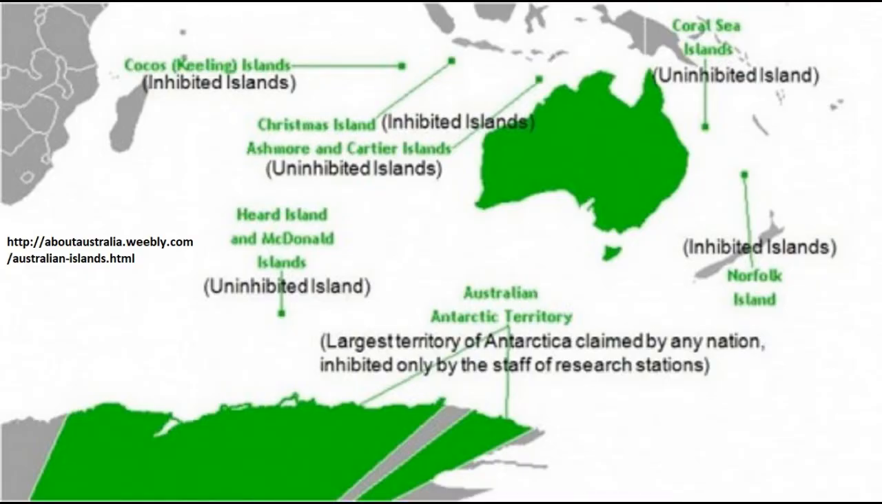Finally, there are several external territories, which are a series of areas that Australia controls outside of the main continent. Some are unpopulated small islands, like the Ashmore and Cartier Islands. Others have small populations with their own unique culture, like Norfolk and Christmas Island.